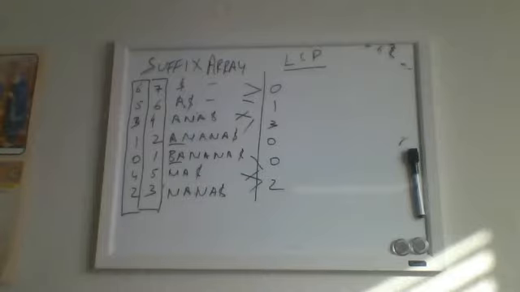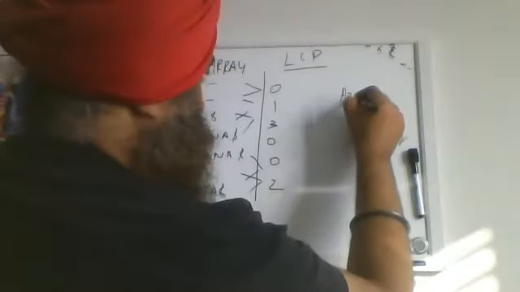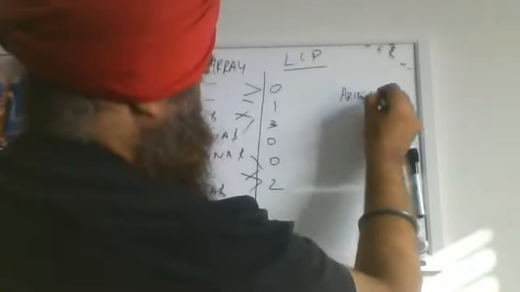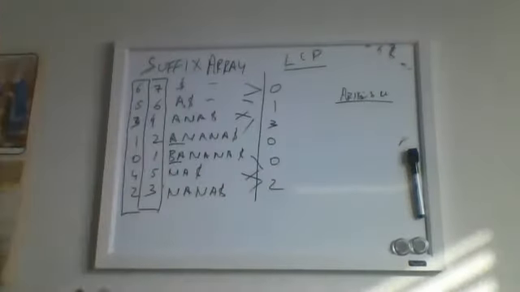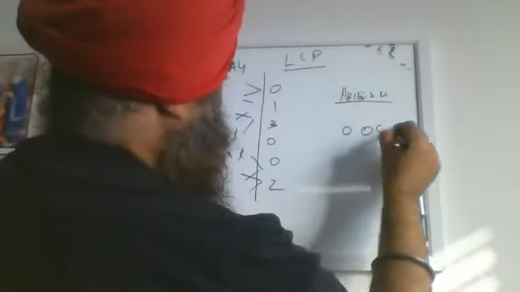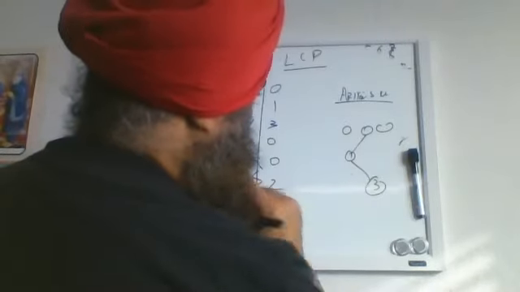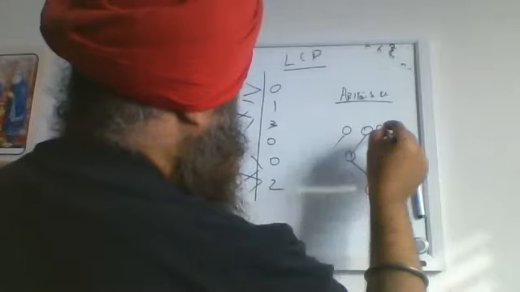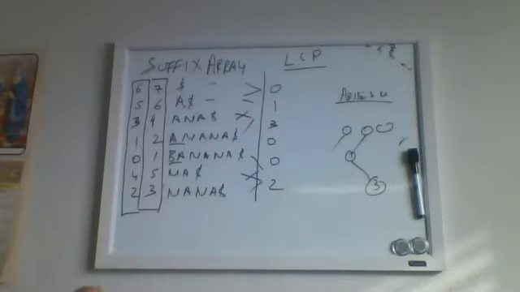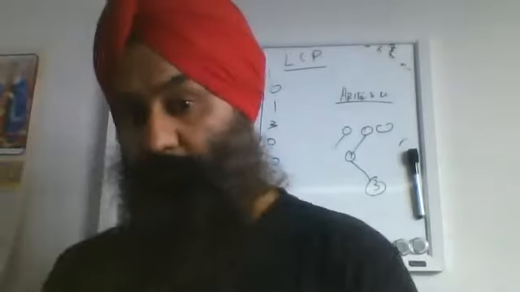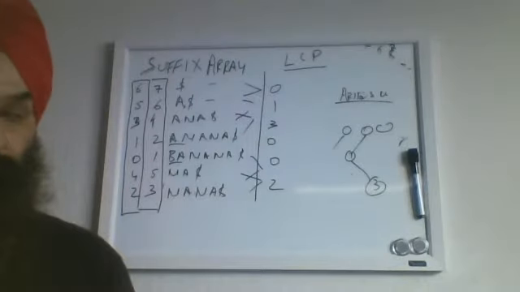There is a theorem which says that if you have the LCP and the suffix array, you can create the suffix tree, using something called Cartesian trees, although it's not covered in our topic. So next I'll talk to you about how to make the suffix tree.